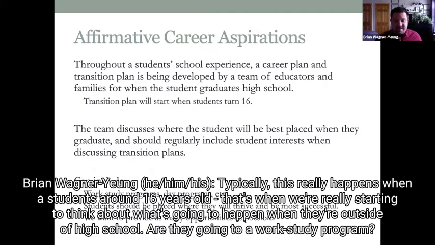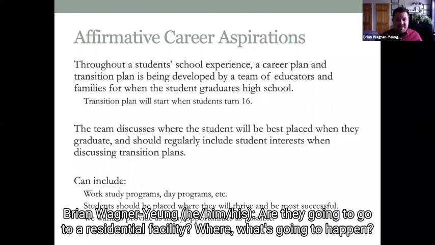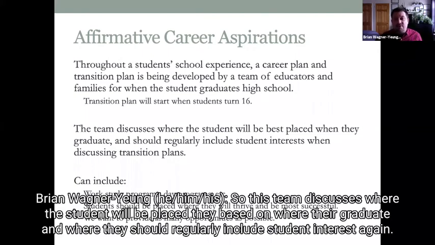Are they going to a work study program? Are they going to go to a residential facility? What's going to happen? So this team discusses where the student will be placed based on where they graduate, and it should regularly include student interest again.